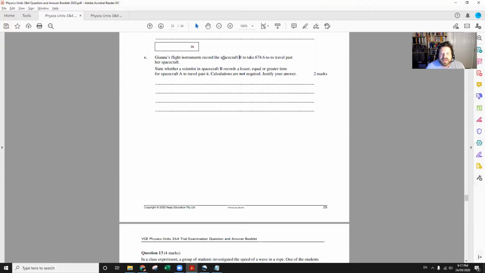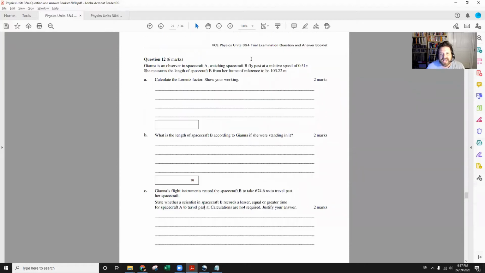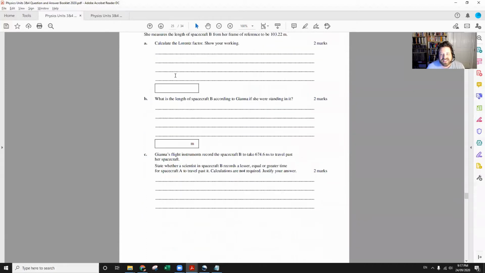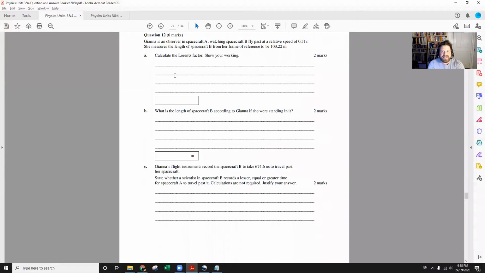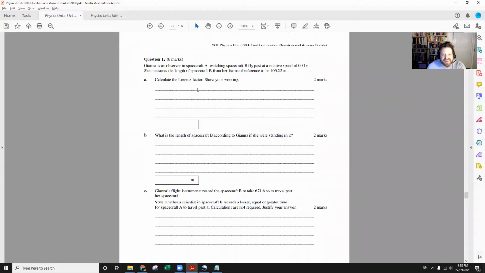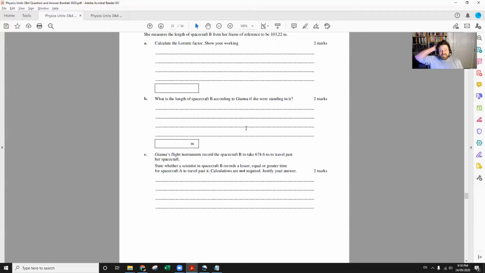So it says spacecraft A, Gianna, says that spacecraft B takes this amount of time to travel past her. Then we're asked, spacecraft B, how long do they say Gianna takes to go past them? And given that these guys are going at the same speed, well, it doesn't even say identical spacecraft, but let's say for the sake of argument, it is identical spacecraft. Is that even the case? Oh, what a mess of a question. What a joke. Okay, let's assume they're the same length, these two spacecraft.